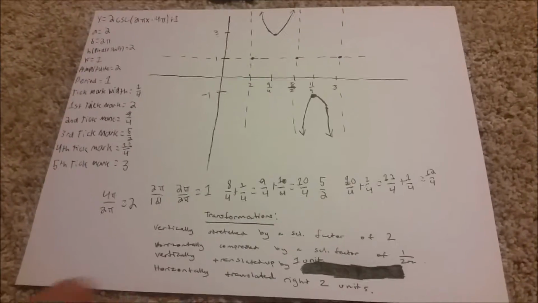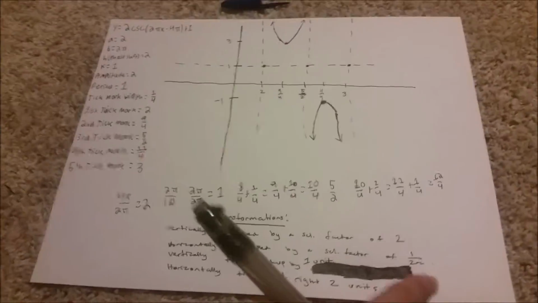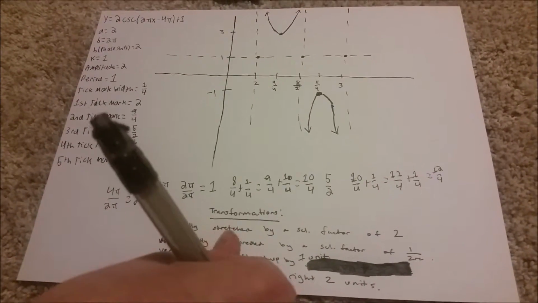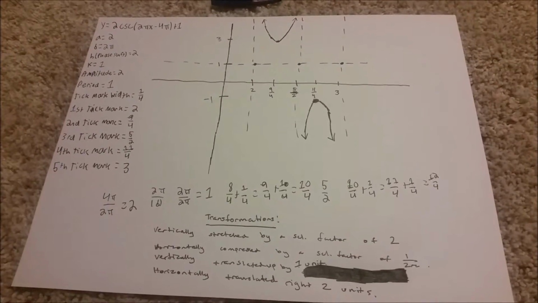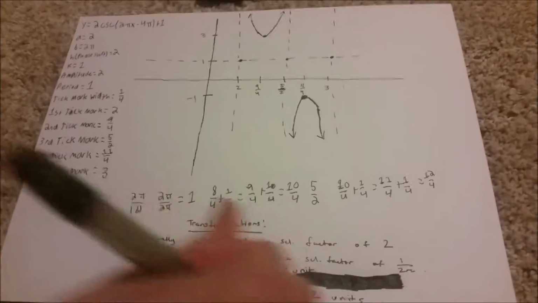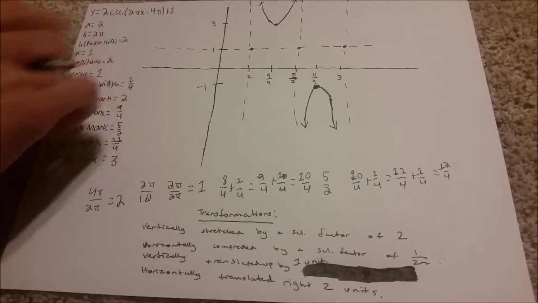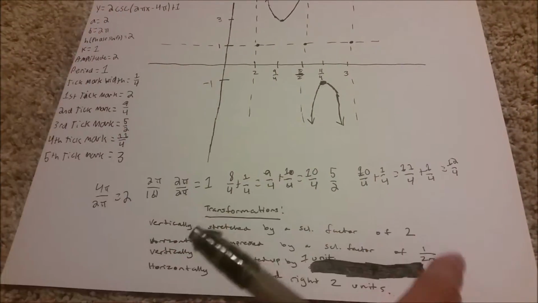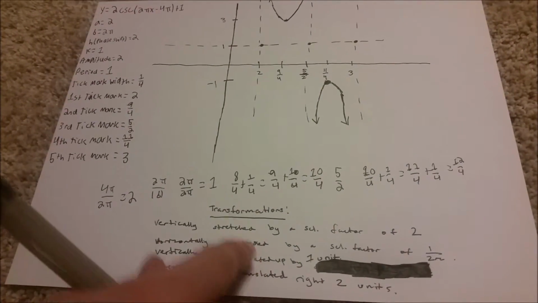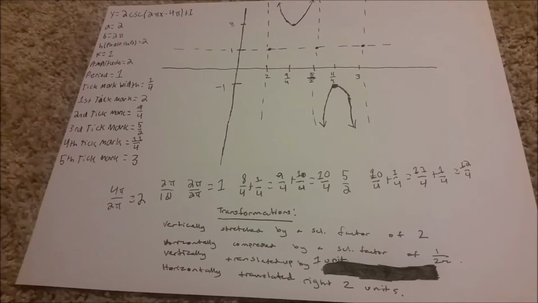It's been vertically stretched by a scale factor of 2, which you can determine since the a value is 2. It's stretched because the a value isn't between 0 and 1. Horizontally compressed by a scale factor of 1/2 pi, which you can find out is compressed from the b value, and it's 1/2 pi because you need to find the reciprocal of the b value, and it's compressed because it's not between 0 and 1.